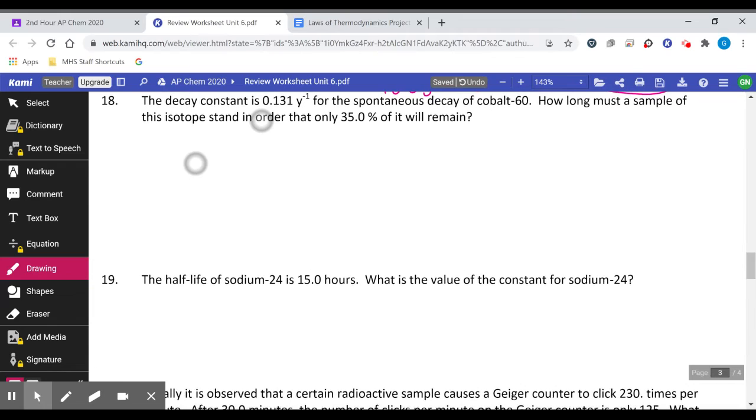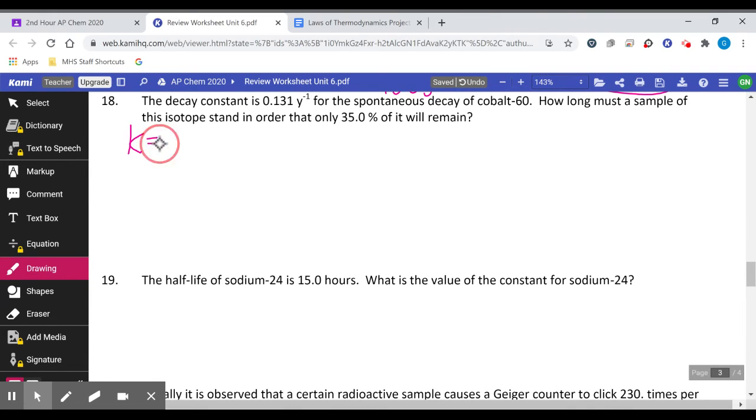the decay constant, I'm going to write that down, is 0.131 year to the minus 1 for the spontaneous decay of cobalt-60. How long, okay, so I know I'm solving for an elapsed time this time on this problem, must a sample of this isotope stand in order that only 35% of it will remain?